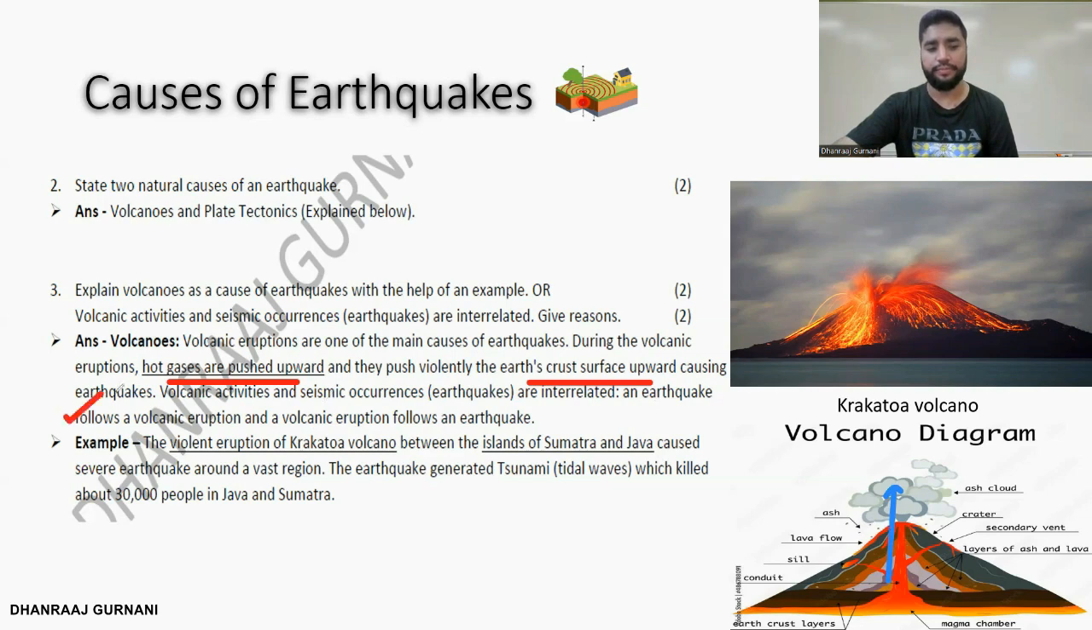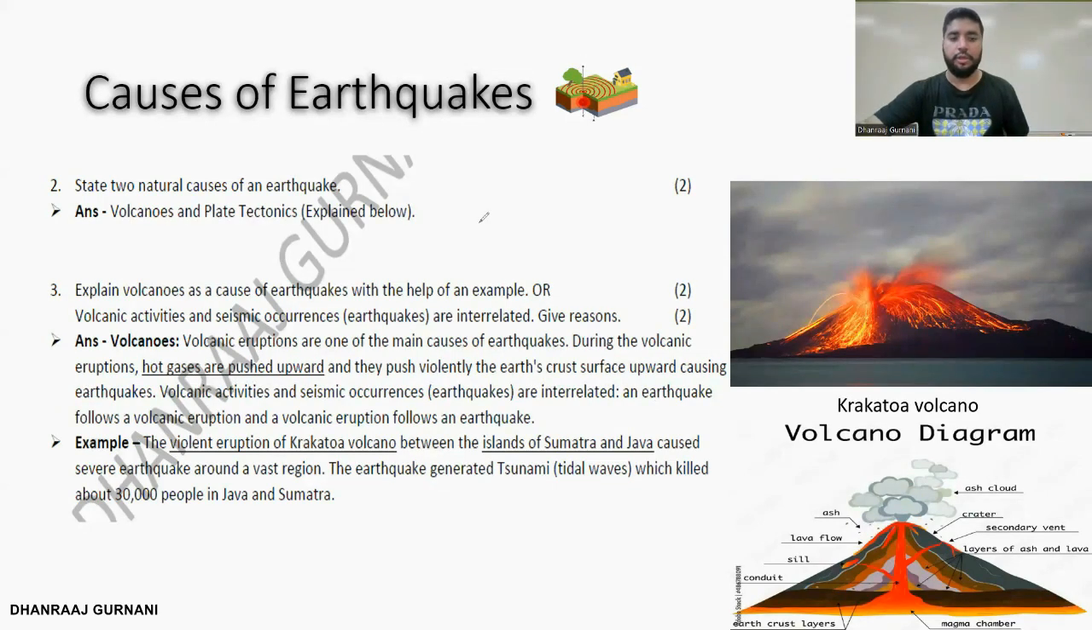Revising once again what we learned, volcanic activities and earthquakes are interrelated. Why? Because during a volcanic activity, hot gases are pushed upwards. Here is the image. As a result, they push violently the Earth's crust also upwards, causing an earthquake. That's why earthquakes and volcanoes are interrelated, and an earthquake may follow a volcano or vice versa.